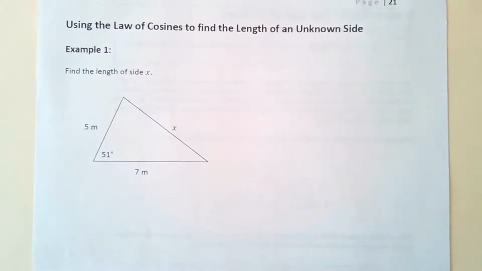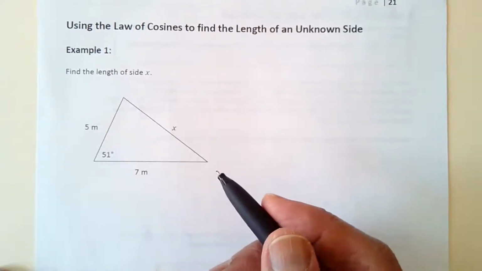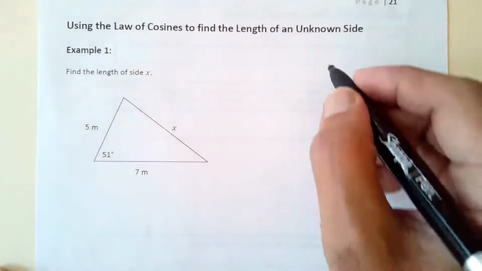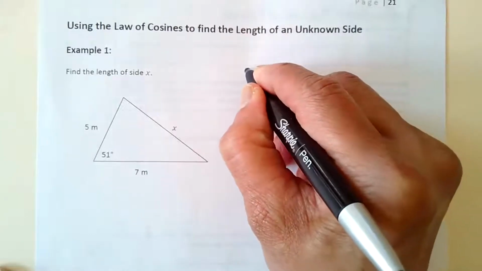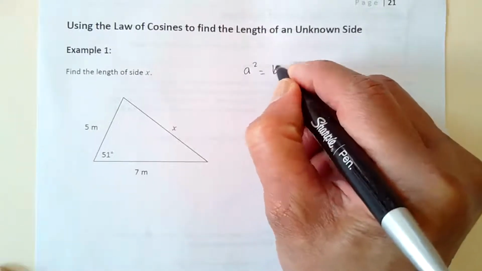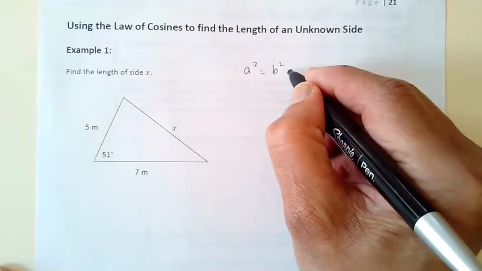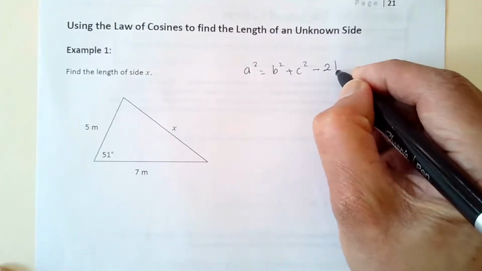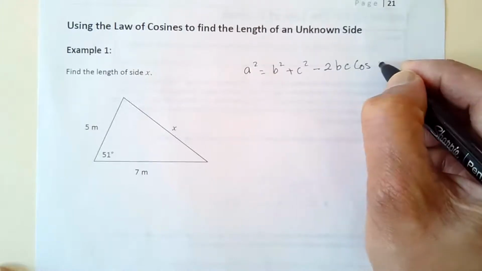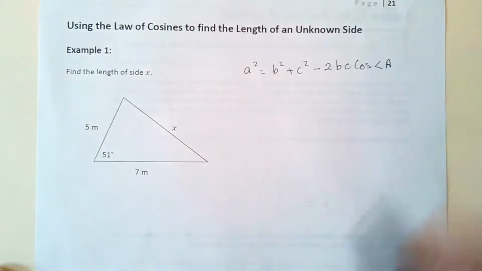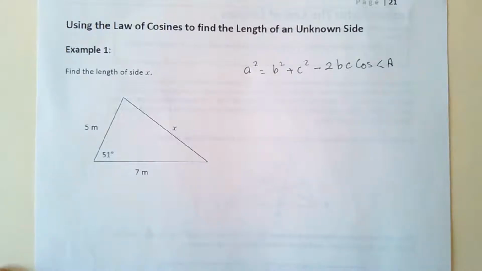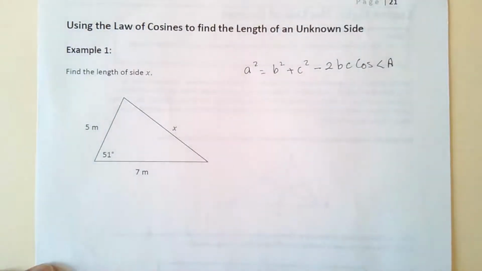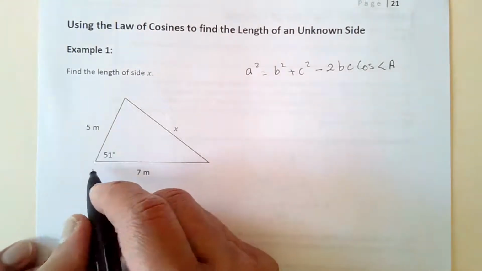Example 1. So we label the sides. Remember, our formula is a squared is equal to b squared plus c squared minus 2bc cos angle A. So we'll record what's given, but before we do that, we label our triangle.